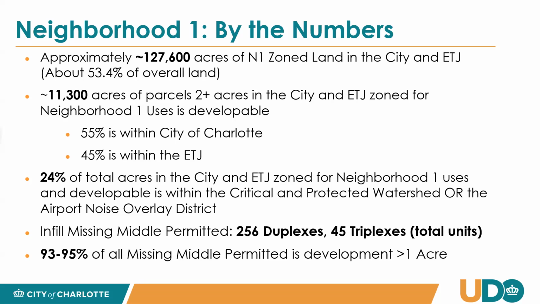Of that 11,300 number, about a quarter is within what we call the critical protected watershed or the airport noise overlay map. The critical and protected watershed is pretty self-explanatory: it's areas where we're trying to protect our drinking water and our watershed. And the airport noise overlay is a federal layer that associates to where there are housing and single family specifically impacts due to noise from airplanes. So that's a general overview of the characteristics of Neighborhood 1.